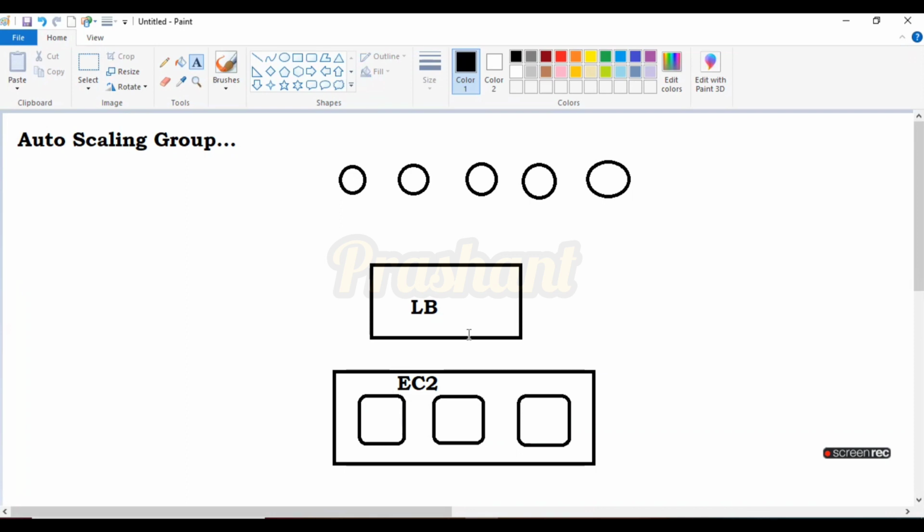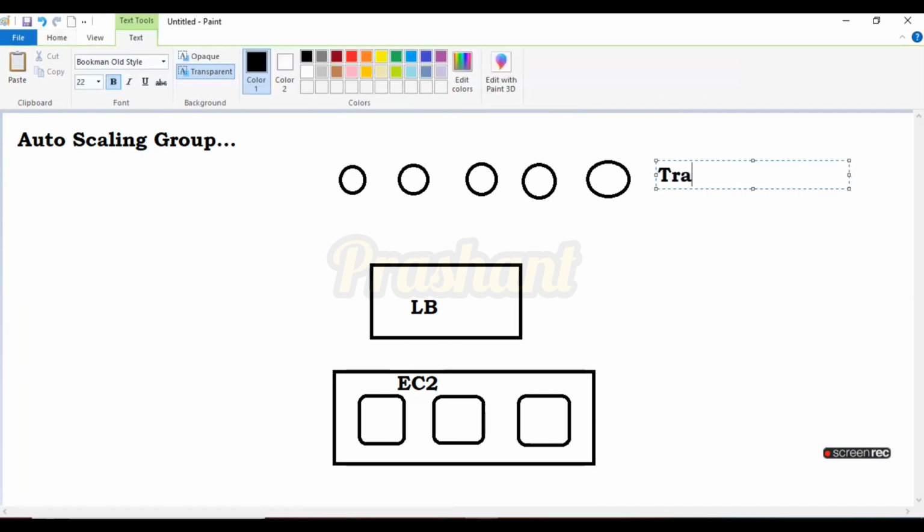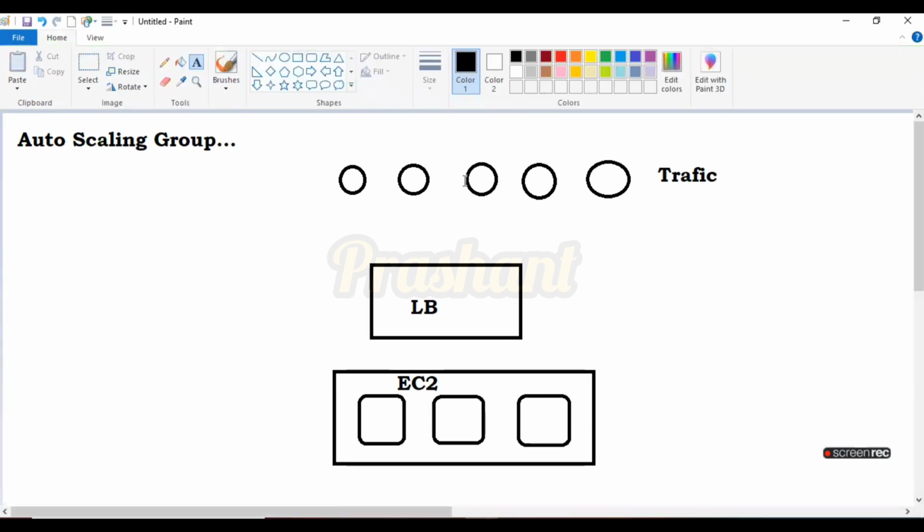Otherwise, if there is a Big Billion Day or some offer period going on, there may be a lot of traffic, right? So how to handle that traffic? Traffic is nothing but suppose there are n number of users who want to access a Flipkart website. So this n number of requests is called traffic. We handle this traffic with the help of a load balancer.